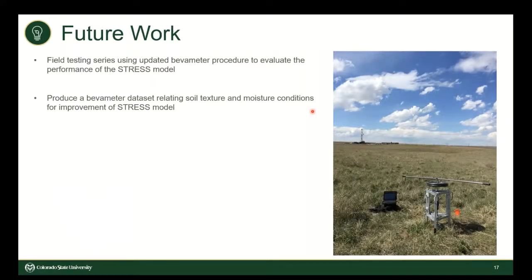The future work of the study aims to produce a data set using this revised procedure in order to improve the performance of the stress model. We also have a field site where we have done some field testing in the past, and we want to go back out there with the revised procedure in order to validate and see how the stress model is performing.